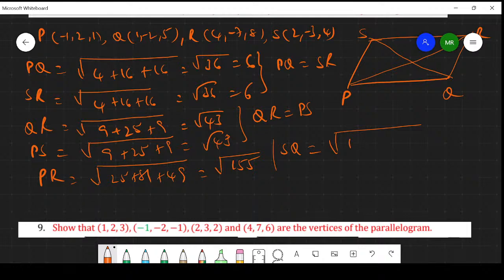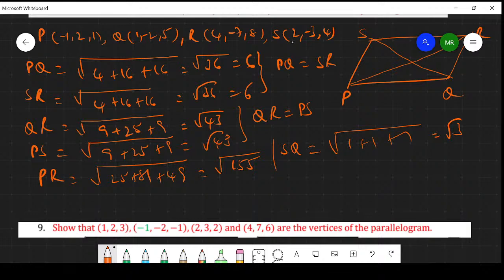2 minus 1, 1, 1 square; minus 3 plus 2, again 1; and 4 minus 5, 1. I'm getting a different value here. I'm finding PQRS, right? I have taken PQRS. PR is one of the diagonals, and SQ is another diagonal. I have taken SQ, only to verify the points.